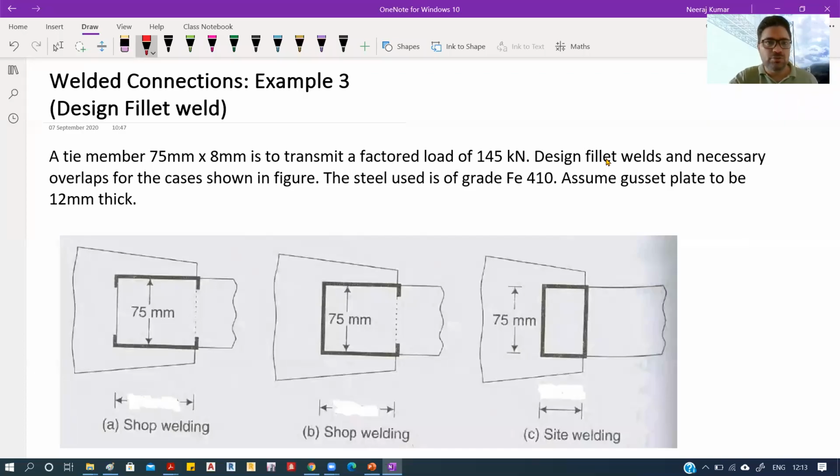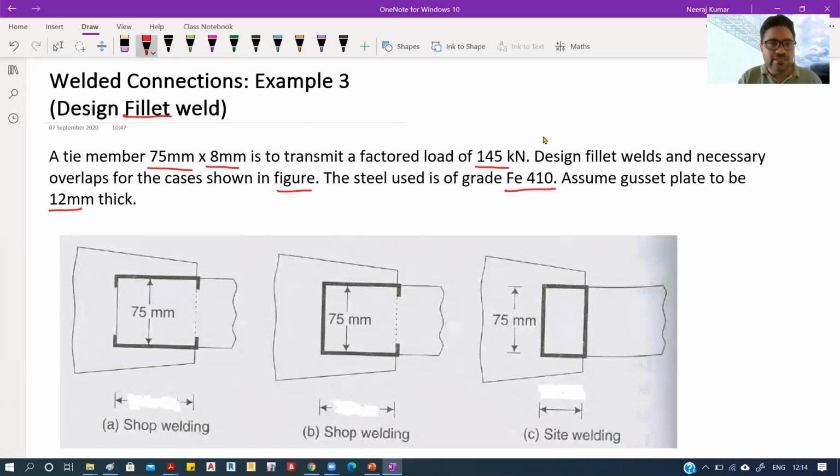Hello. So in this part, we will be solving the next example, which is about the design of fillet weld. So in the problem, it says a tie member of 75 by 8 size is used to transmit a factored load of 145 kilonewton. Design fillet weld and necessary overlaps for the cases shown in the figure. The steel used is of grade Fe410 and assuming the gusset plate to be of 12 thickness.